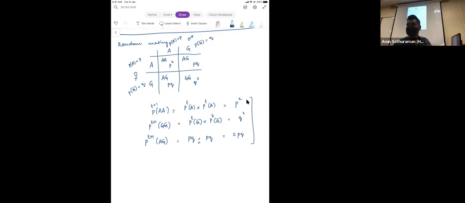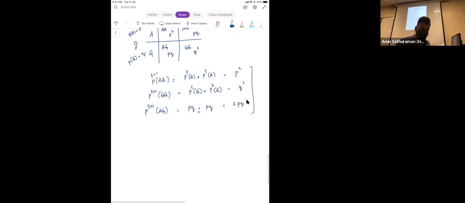the expected genotype frequencies in a population that is randomly mating, assuming all of the other stuff, right? So assuming allele frequencies are present at P and Q, independent segregation of alleles would be expected to give P squared, Q squared, and 2PQ. Okay. That's the first principle of Hardy-Weinberg equilibrium.